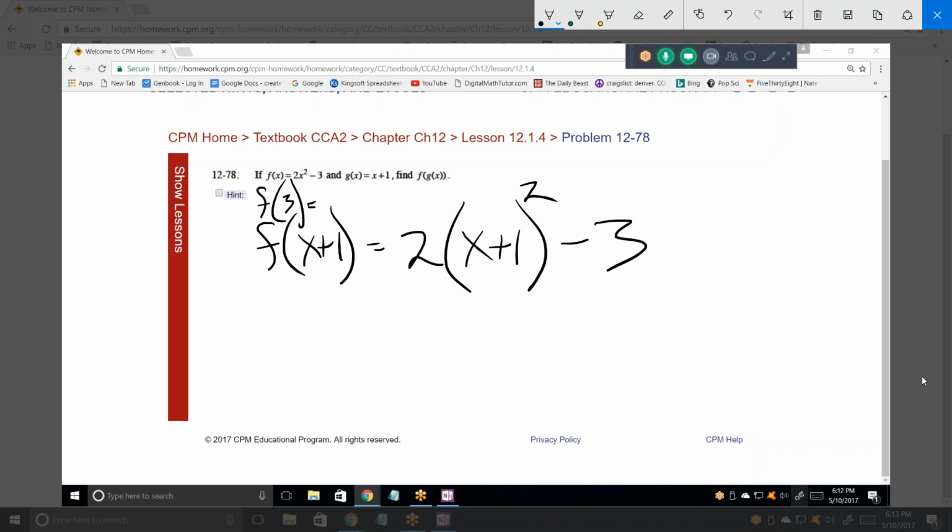Whatever is in the parentheses, no matter how complicated, whether it's a number or whether it's a function, you plug it in for x. That's the game.